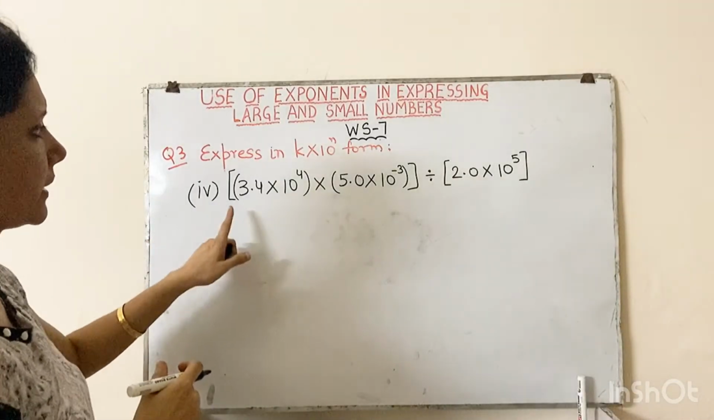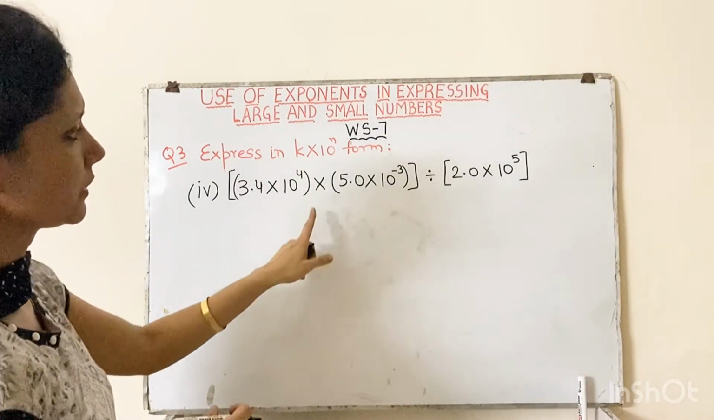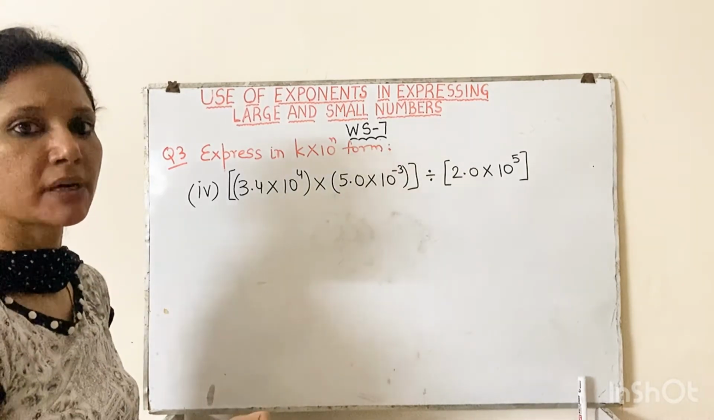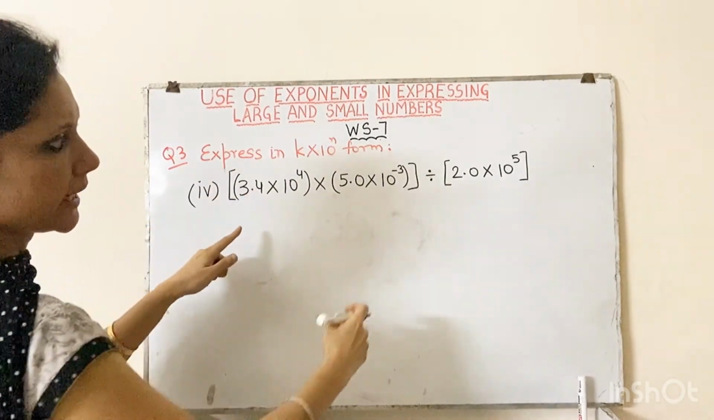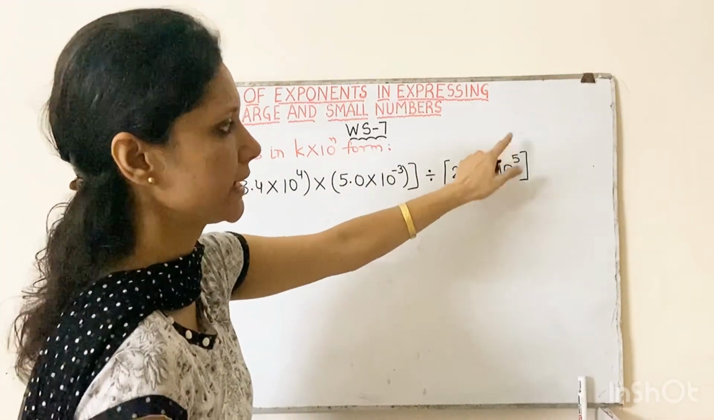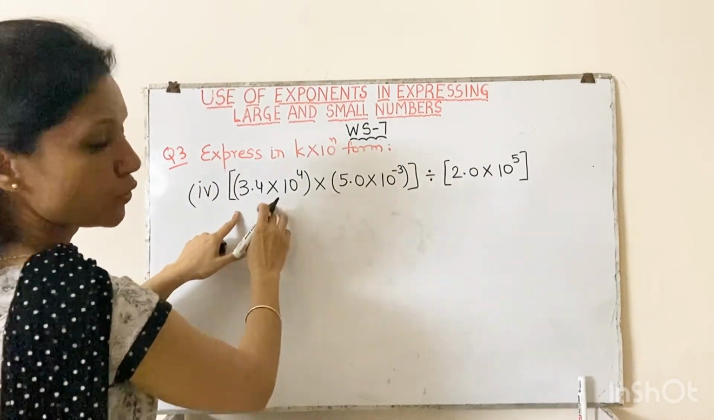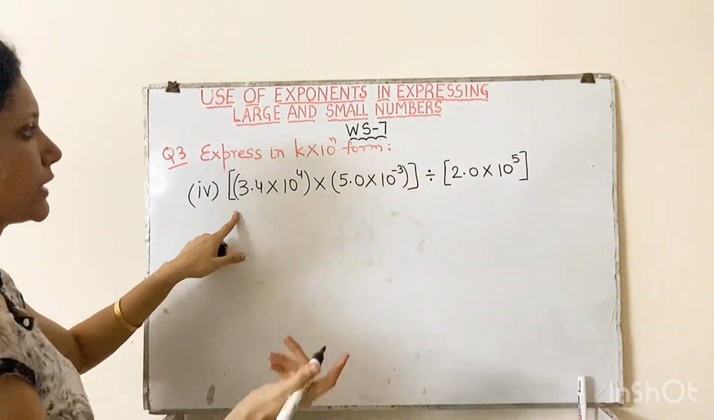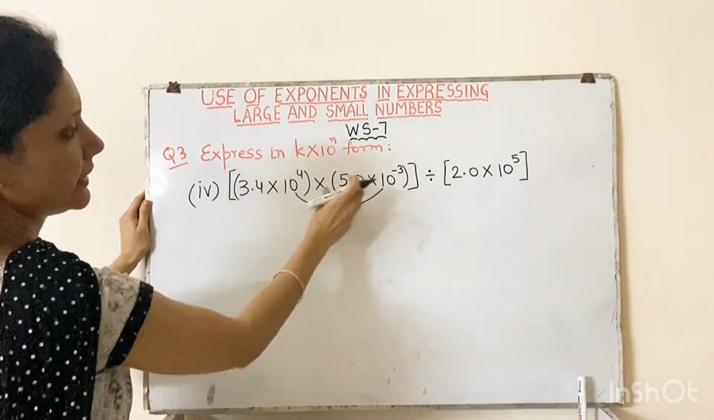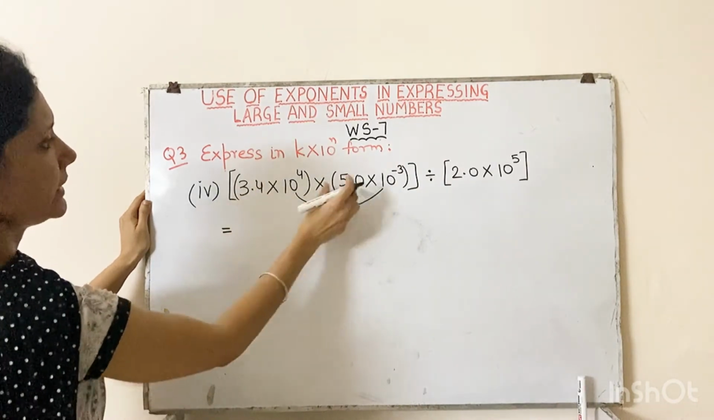Coming to the fourth part, I have 3.5 multiplied by 10 raised to the power 4 multiplied by 5.0 multiplied by 10 raised to the power minus 3 in a square bracket, in turn divided by 2.0 multiplied by 10 raised to the power 5. Now since this is in a square bracket, we need to solve this first. Again, as I told you, solve the tens together and the remaining decimal numbers together. So we will write these numbers together.